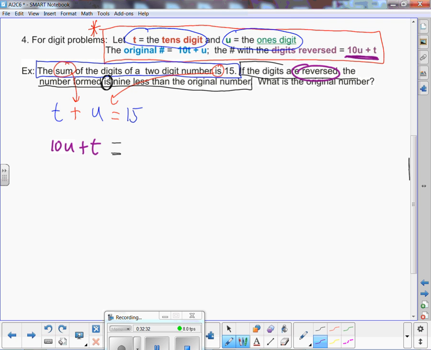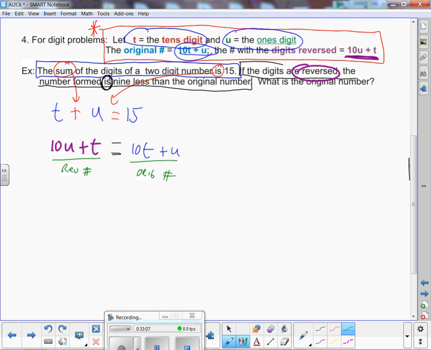The number formed is 9 less than the original number. How do you say the original number? Well, look back up there. 10t plus u. Now again, I'm going to label these. This is the reversed number. This is the original number. Right? Go back to your problem, because remember, comparisons have to be made equal.